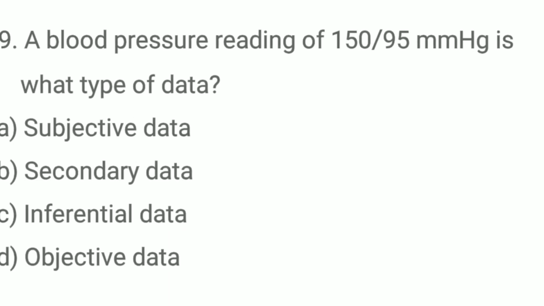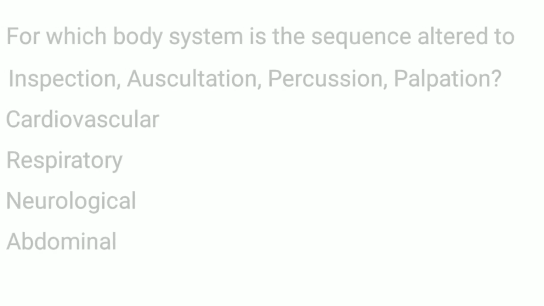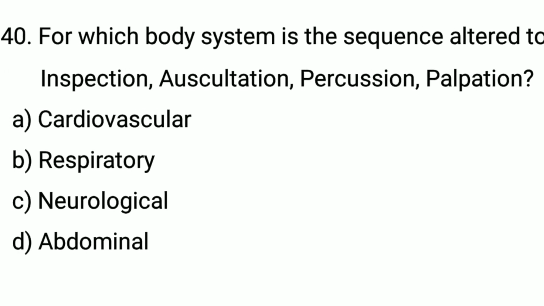Question number 39. A blood pressure reading of 150 by 95 mmHg is what type of data? The right option is option D, objective data. Question number 40. For which body system is the sequence altered to inspection, auscultation, percussion, palpation? The right option is option D, abdominal.